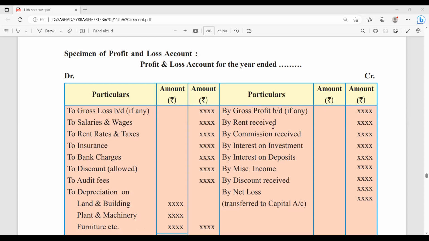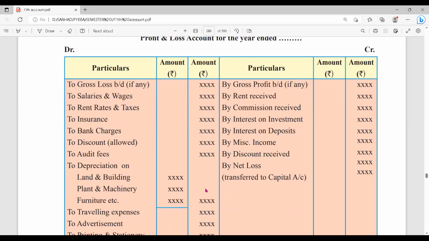See, by rent received, by commission received, by interest on investment, by interest on deposits, by miscellaneous income, by discount received. So credit side indicates what? It's an income, and debit side indicates all the indirect expenses. See the resultant figure. When you calculate the balance, you have to calculate the rough total of the credit side, then take the total of the debit side and write the total.